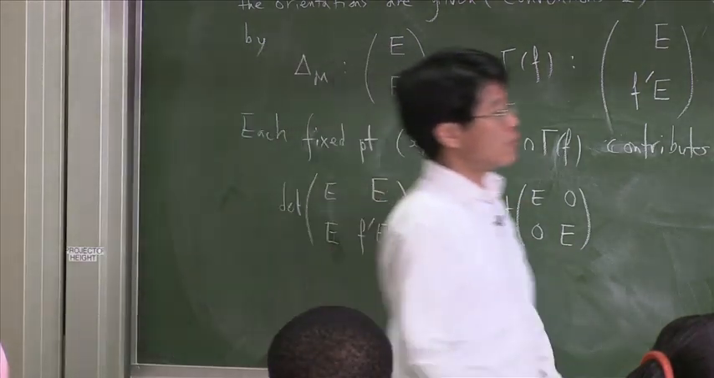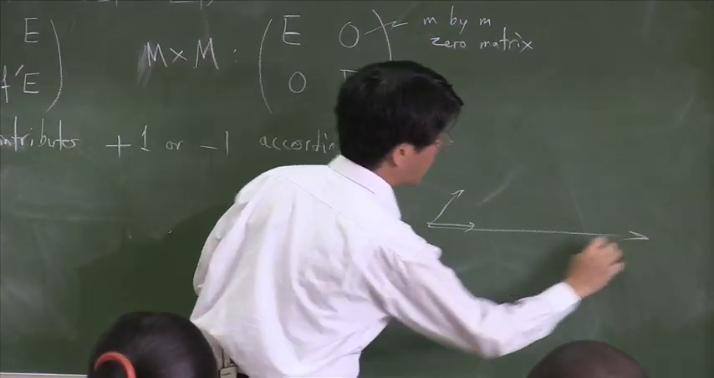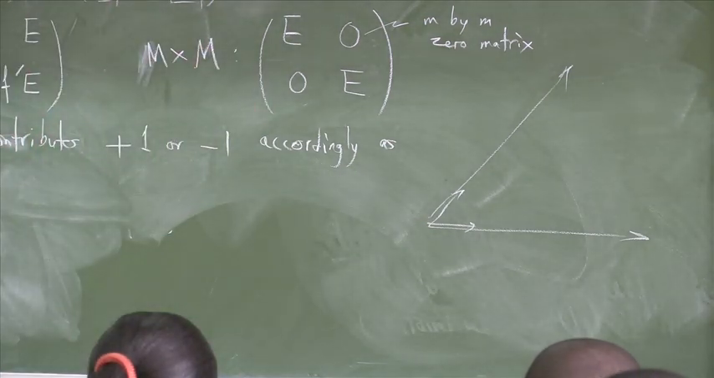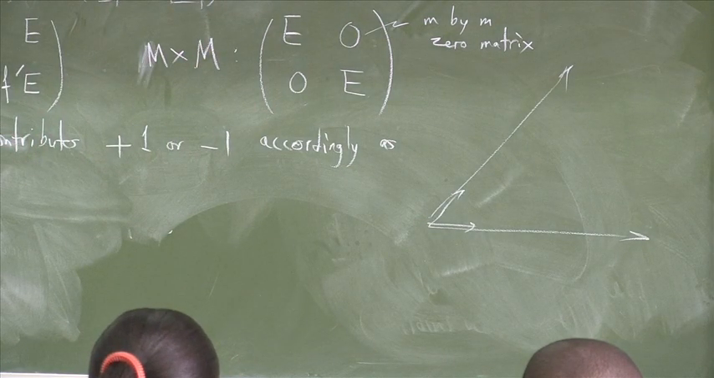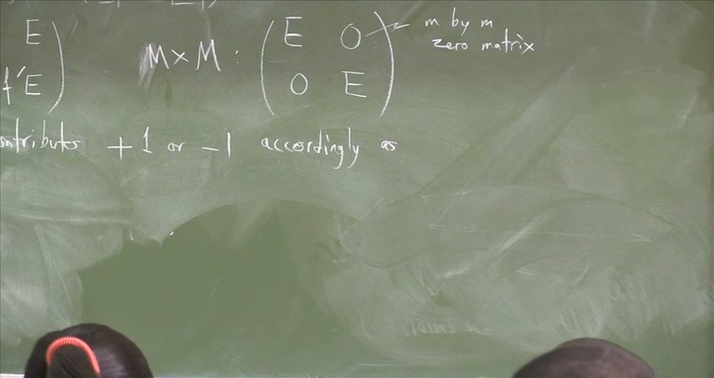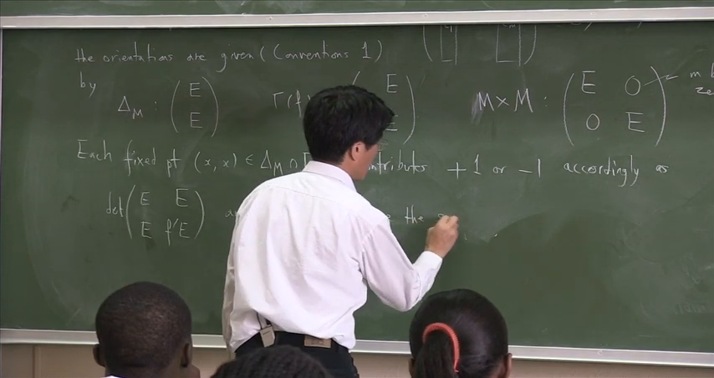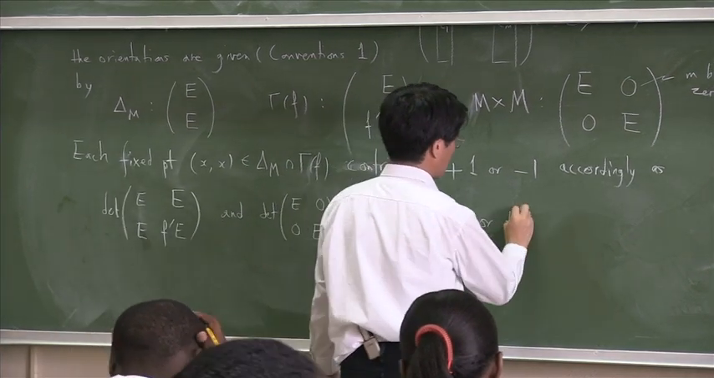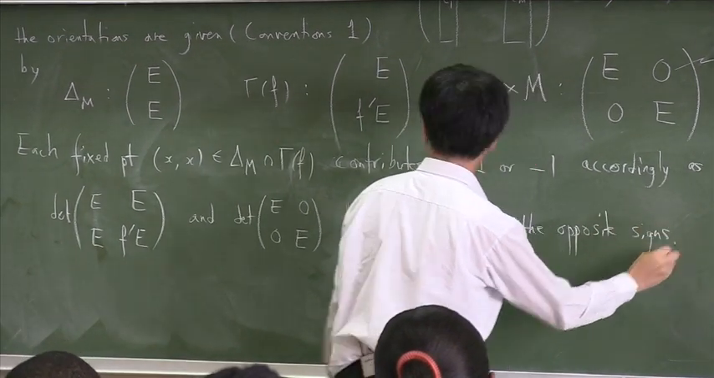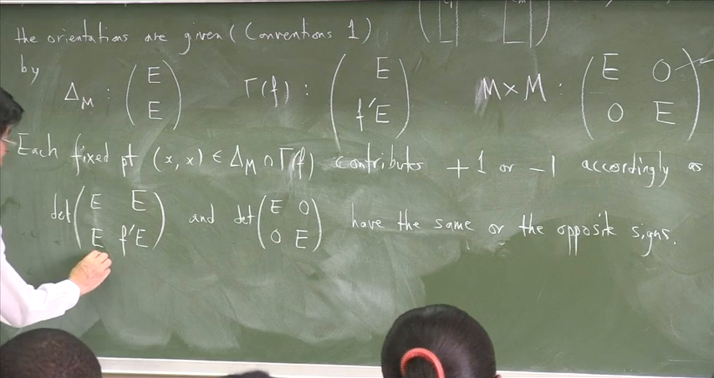You see, if you have a vector like this, 1, 2, that's positive. If I have a vector like this and like this, the determinant will be much larger, but it's still plus. It doesn't matter the size, what matters is the sign. Sign rather than size. So accordingly as whether those two determinants have the same sign or the opposite sign. Thus, we are reduced to computing the determinants.